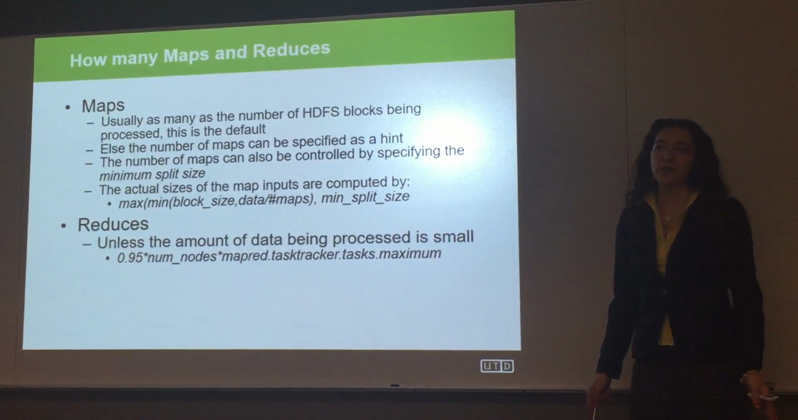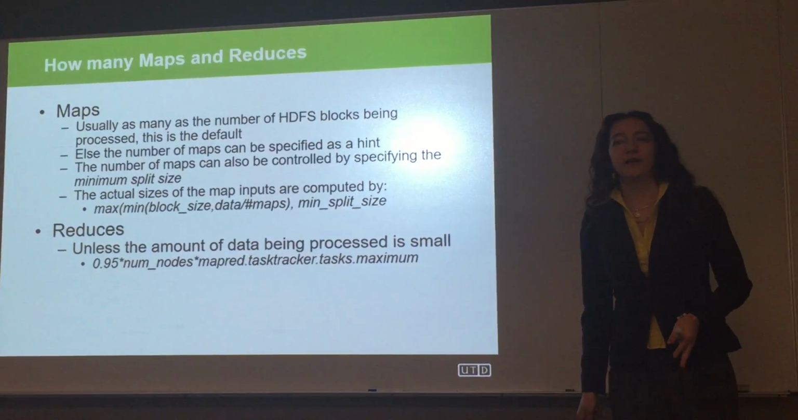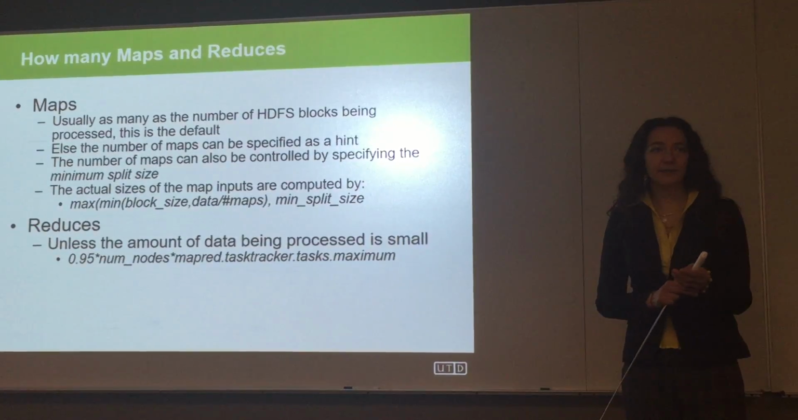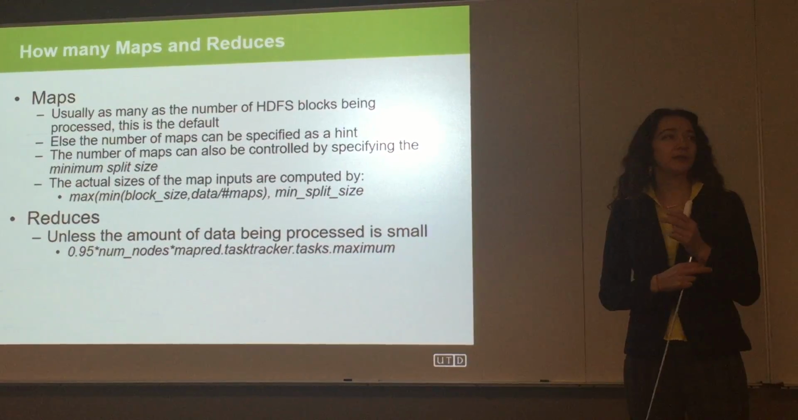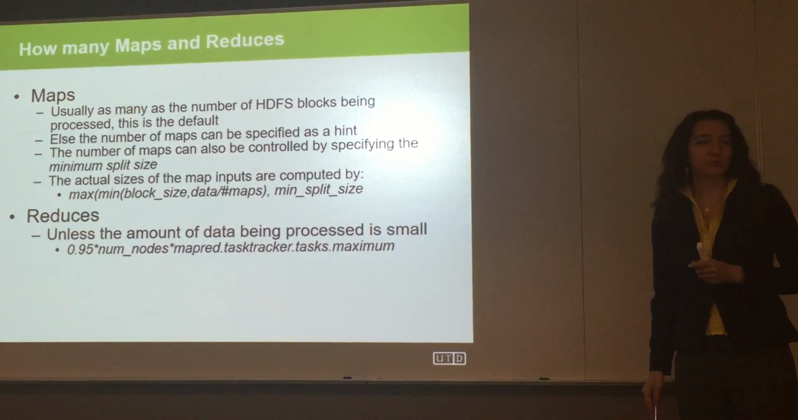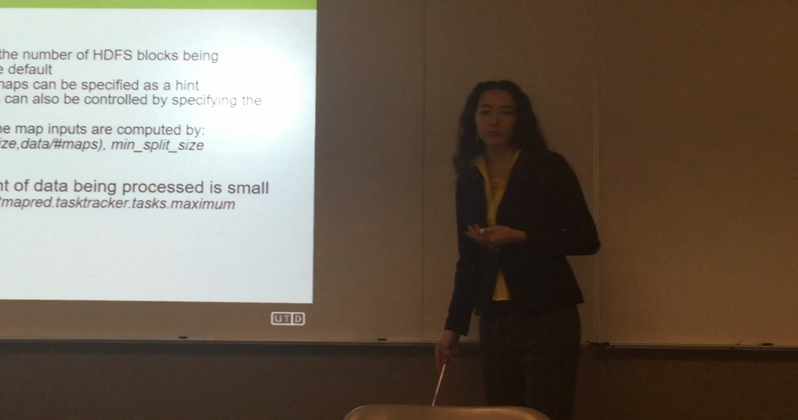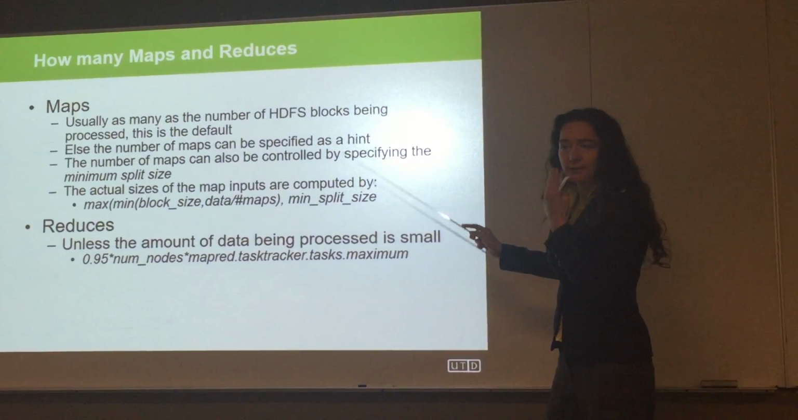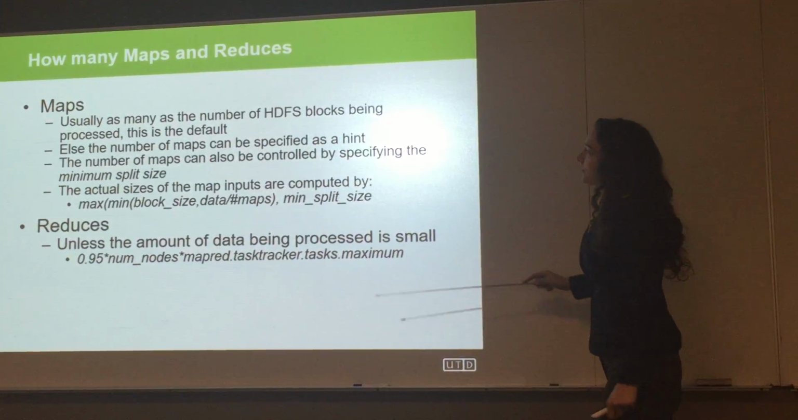It doesn't have to be this way. You can choose it. You can say, I don't want 64 kilobytes. That's a huge block. Create a block of 1 megabyte for me. And then you're going to get a mapper for each 1 megabyte, if you want to. But there is a minimum size that is defined.